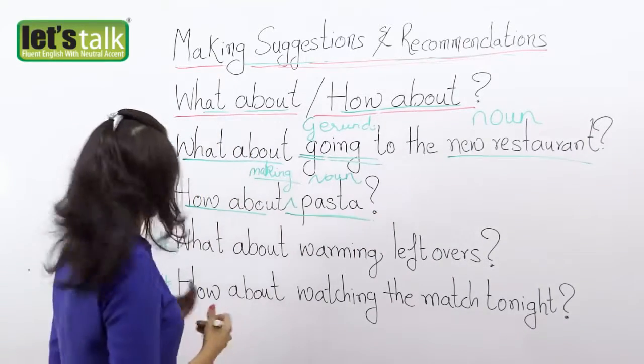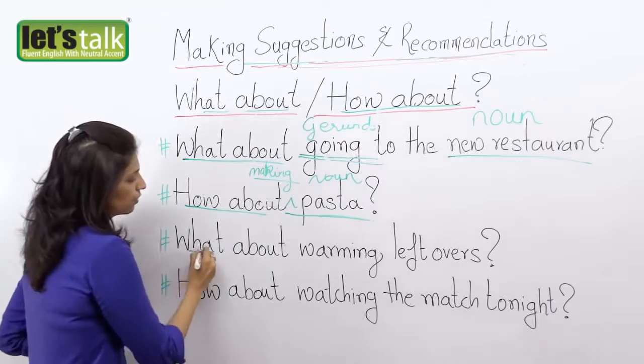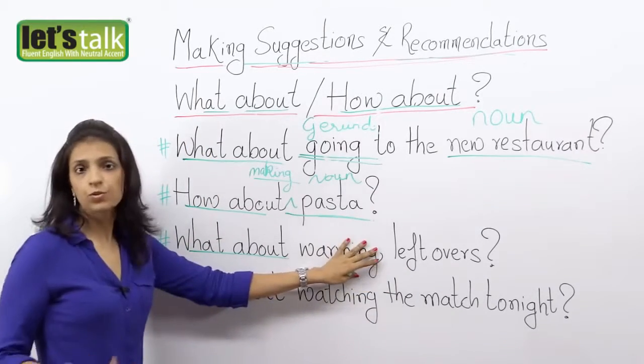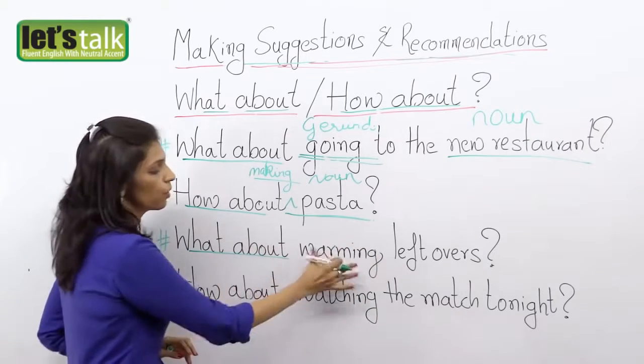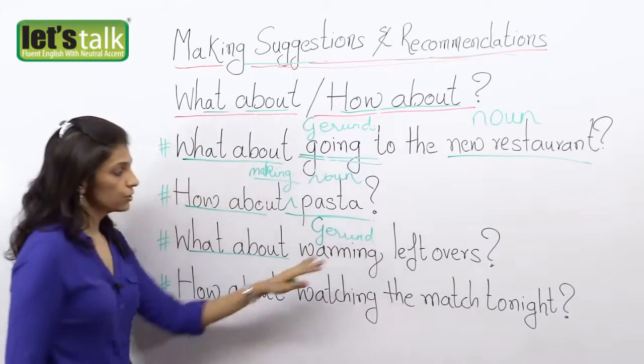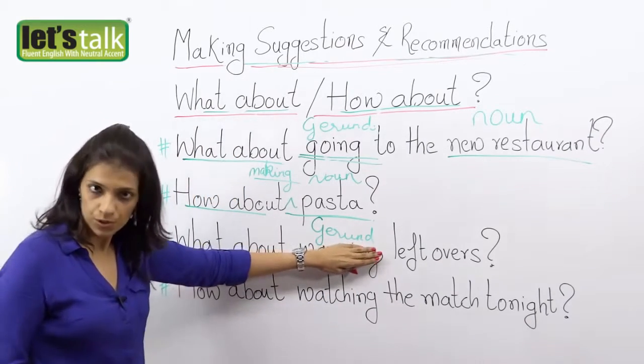Alright friends, let's take a look at a few more examples. What about warming leftovers? Okay, or you can say what about the leftovers, why don't we eat them? So what about warming? Here I have used the gerund. Well, if you don't want to, you can just say what about the leftovers.